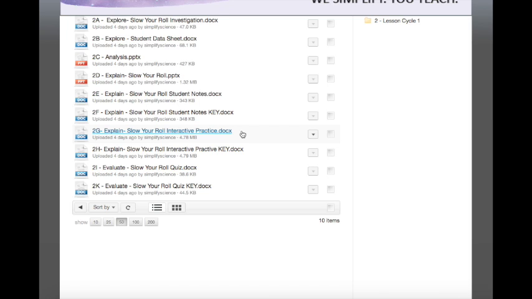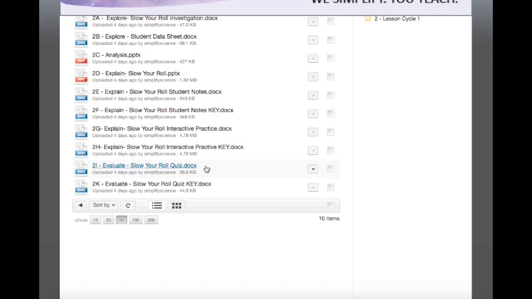There's also extension questions that are based on that. Then finally, we conclude every lesson cycle with a quiz, and the quizzes you'll see have a very specific structure as well that we're going to go ahead and get to.